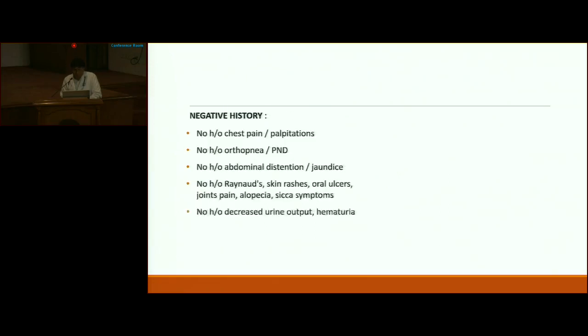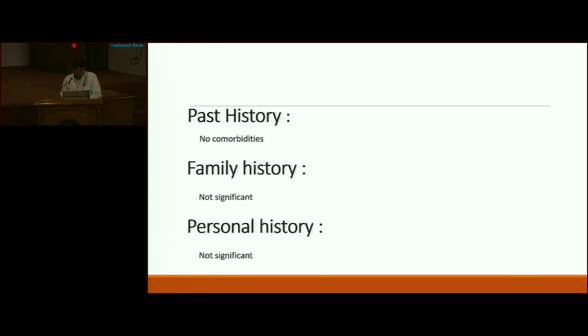There was no history of chest pain, palpitation, orthopnea or PND, no history of abdominal distension or jaundice, no history of pedal edema or skin rashes, oral ulcer, joint pain, alopecia or Zika symptoms, no history of decreased urine output or hematuria. Past history, family history and personal history were not significant. There was no history of diabetes in the family.